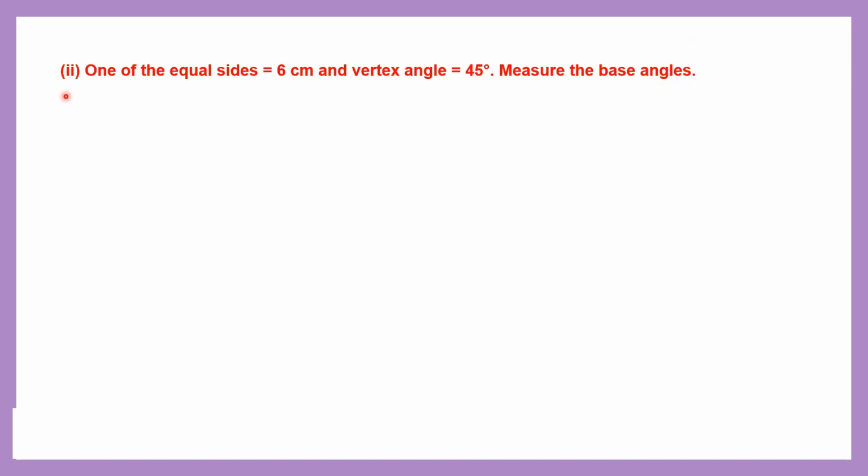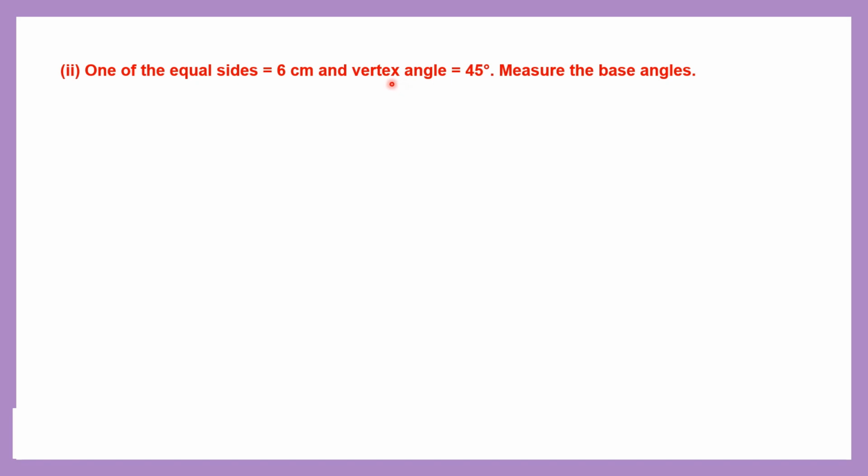We have to construct an isosceles triangle. One of the equal sides is given to us as 6 centimeters and the vertex angle is given to us. Which is the vertex angle? Which is not the base angles. There are two base angles, isn't it? So the third angle is known as the vertex angle and that angle is between two equal sides.